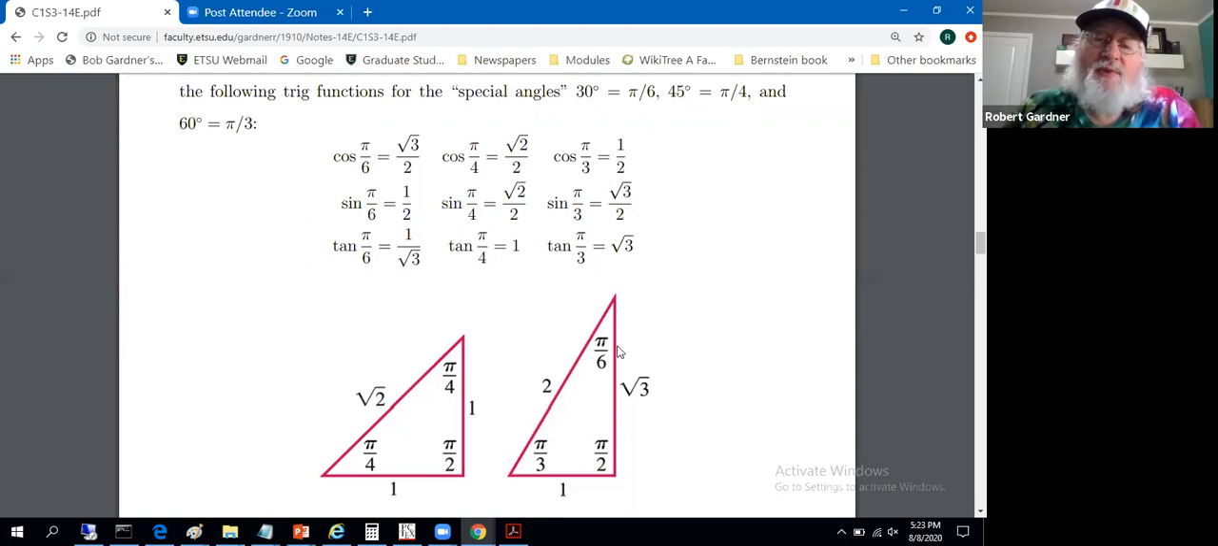Cosine was adjacent over hypotenuse. This is the adjacent to that angle. This is the hypotenuse. Square root of 3 over 2 is the cosine of pi/6. Sine of pi/6, opposite over hypotenuse, 1 over 2. Tangent, opposite over adjacent, 1 over the square root of 3.